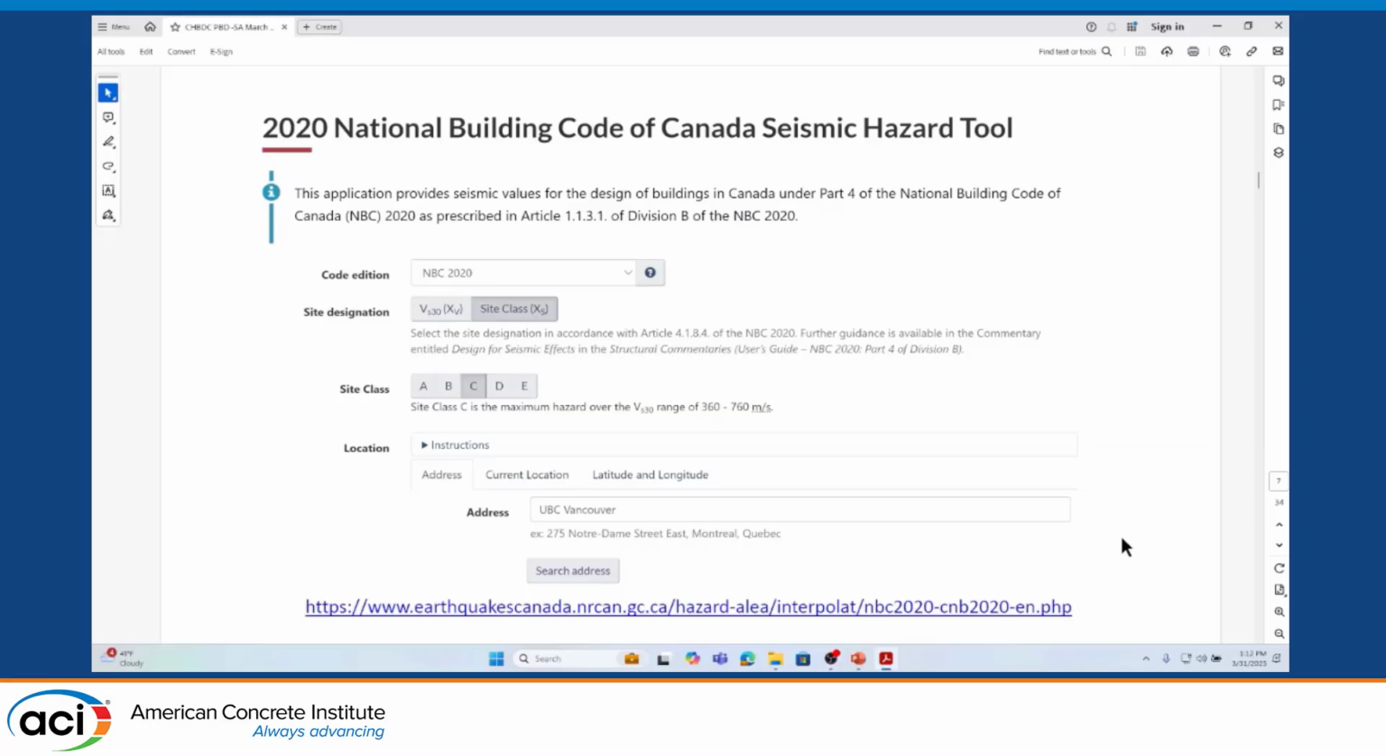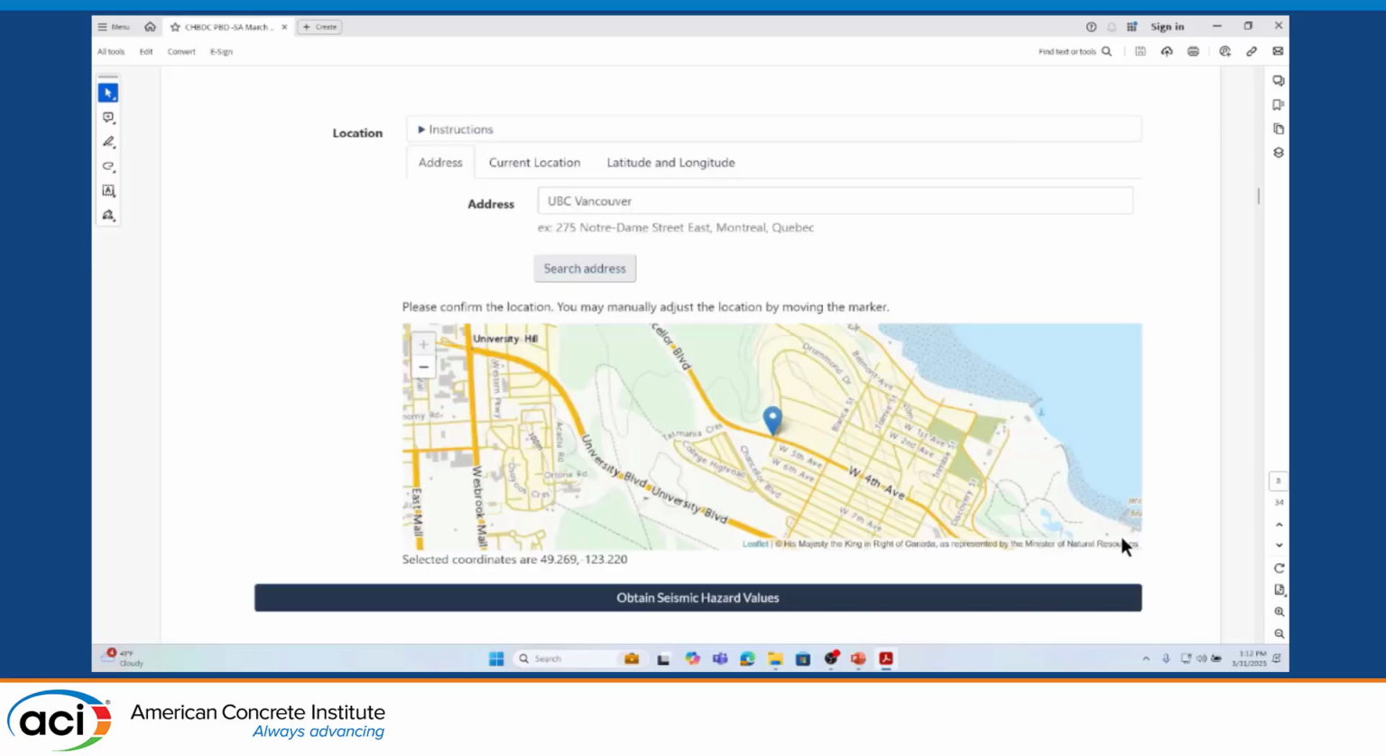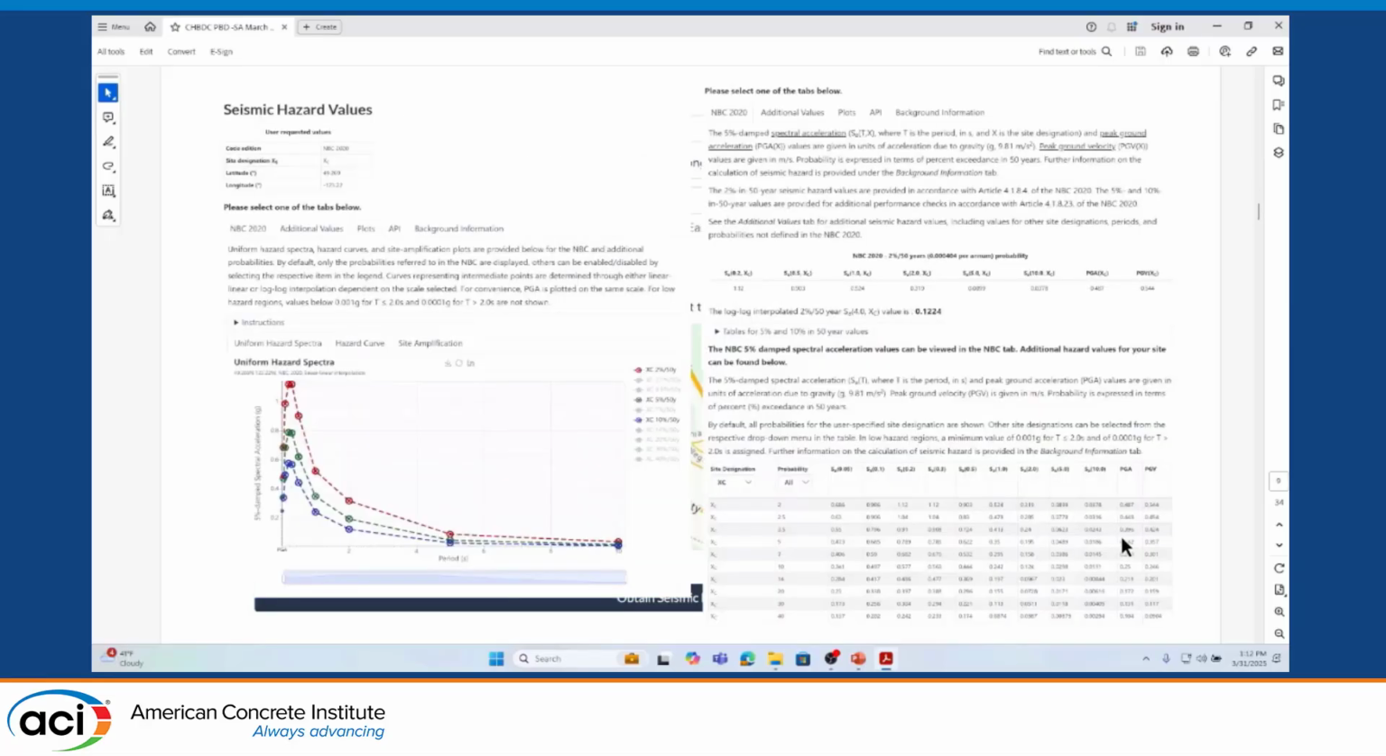Vancouver is one of the most seismically active zones, or you can choose current location or latitude and longitude, and then you search the address. Once you find it, you can click on obtain seismic hazard values. Then it will generate all the results for you, in detail. A lot of details are here, but I'll just focus on one part.